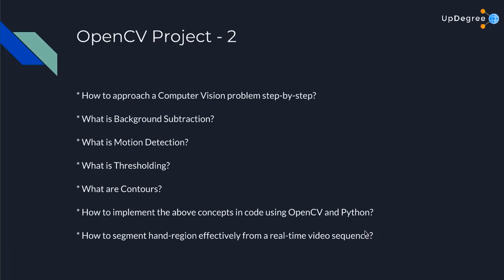After this project, you will know how to approach a computer vision problem step by step. You will also know about background subtraction and motion detection, which we have already used to build a motion detection application in the previous project. Then we will also learn what thresholding is, what contours are, what the difference between them is, and how to build a contour and how to threshold an image. Then we will learn how to implement these concepts in code using OpenCV and Python. After that, we will build an application which will segment the hand region effectively from a real-time video sequence.